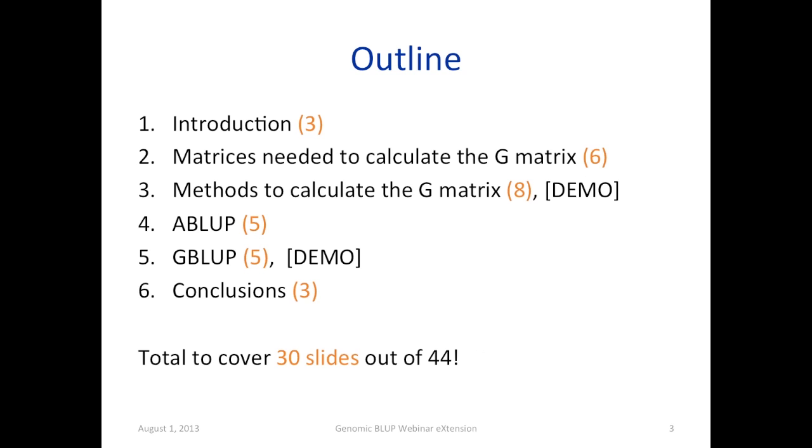And then we will review ABLUP, which is the traditional genetic evaluation using the pedigrees and the phenotype. Then I have 5 slides about genomic BLUP. If time permits, we will have another demo to run GBLUP using ASReml. And then I have 3 slides in the conclusions to show some results from one of the manuscripts that came out very recently.